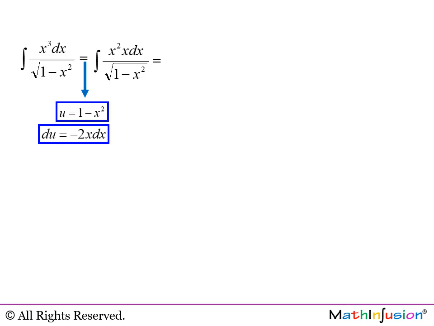So every time I'm lost and I don't know how to express something as a u function, I should go to my translator. My translator is u equals 1 minus x to the power of 2. So now I realize that if u equals 1 minus x to the power of 2, then x to the power of 2 is just 1 minus u.